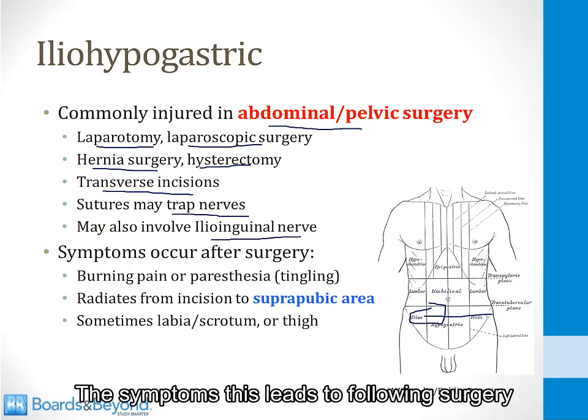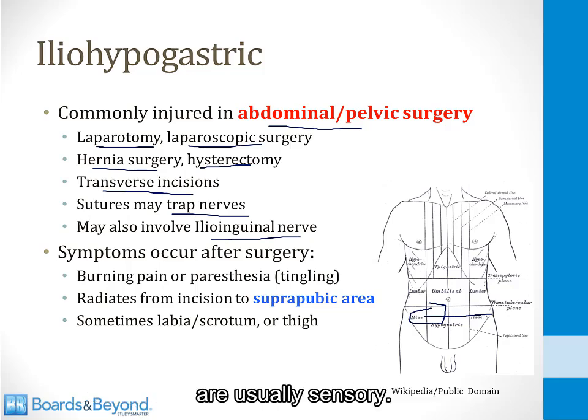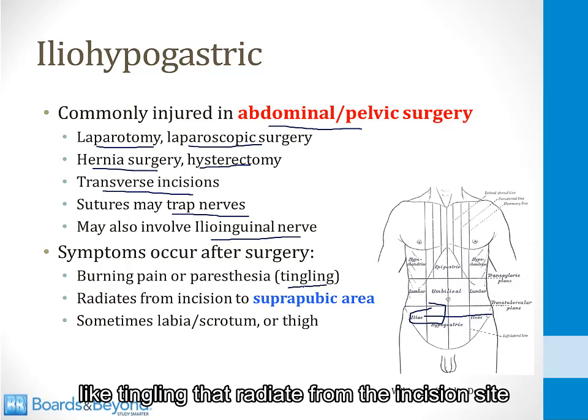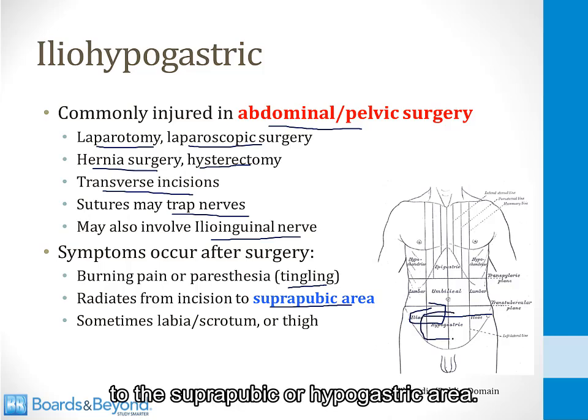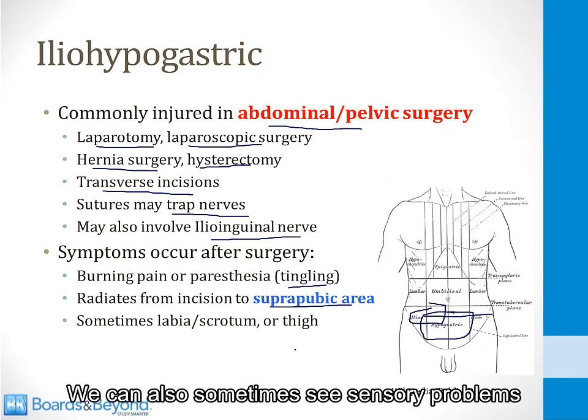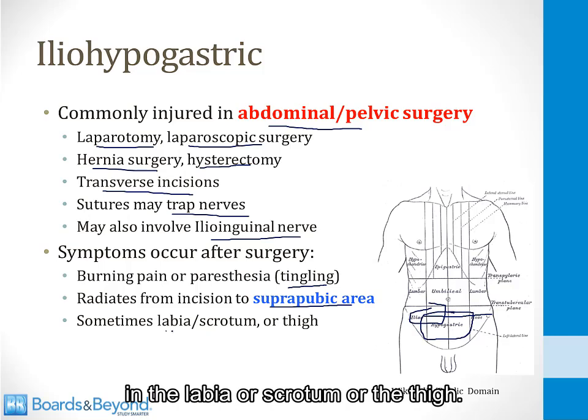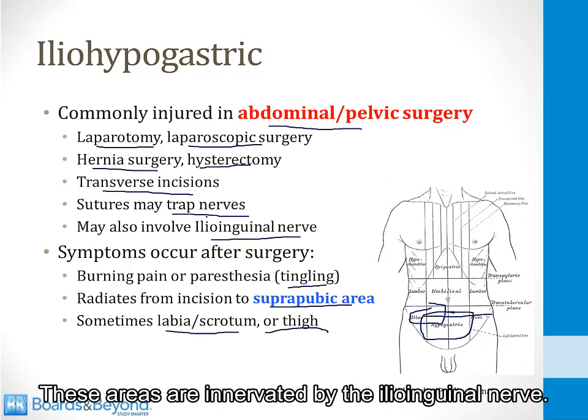The symptoms this leads to following surgery are usually sensory. It's burning pain or paresthesias like tingling that radiate from the incision site to the suprapubic area. And this is very easy to remember if you remember what I just told you, which is that this nerve is sensory to the suprapubic or hypogastric area. You can also sometimes see sensory problems in the labia or scrotum or the thigh. These areas are innervated by the ilioinguinal nerve.